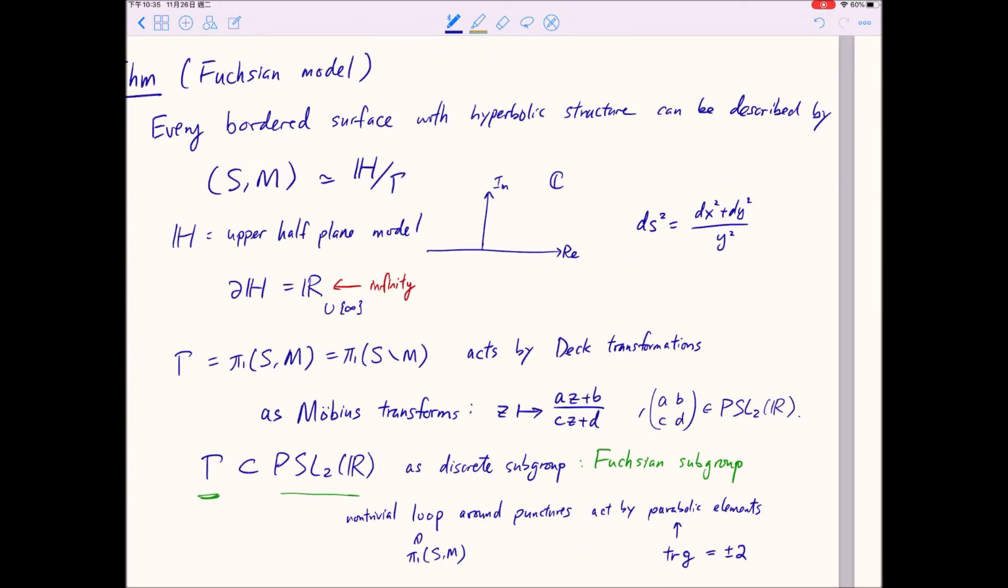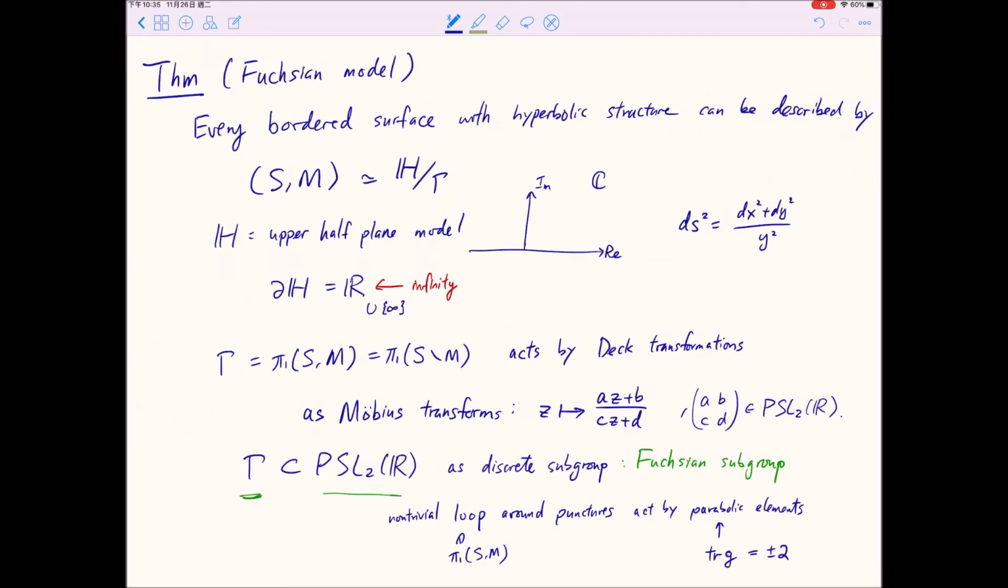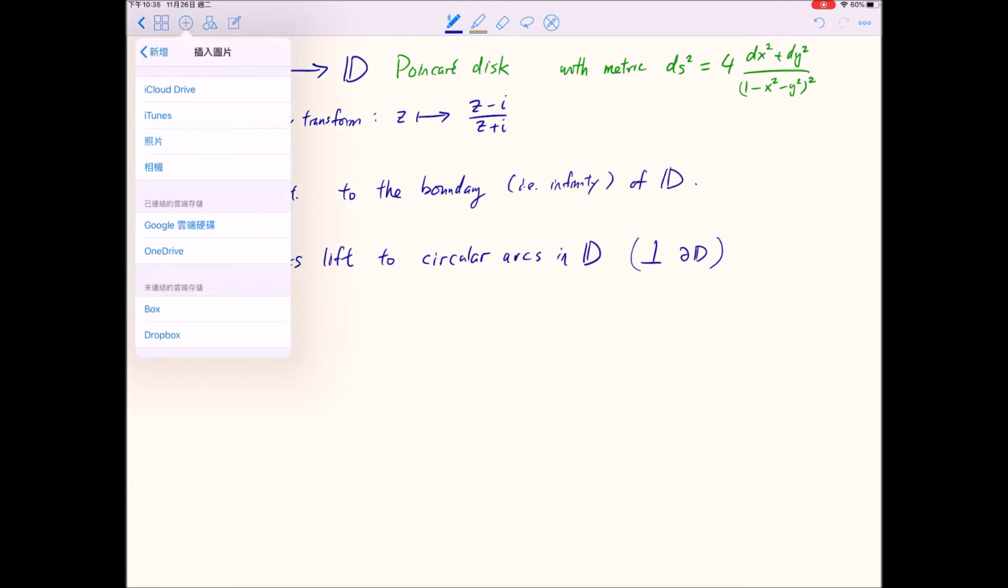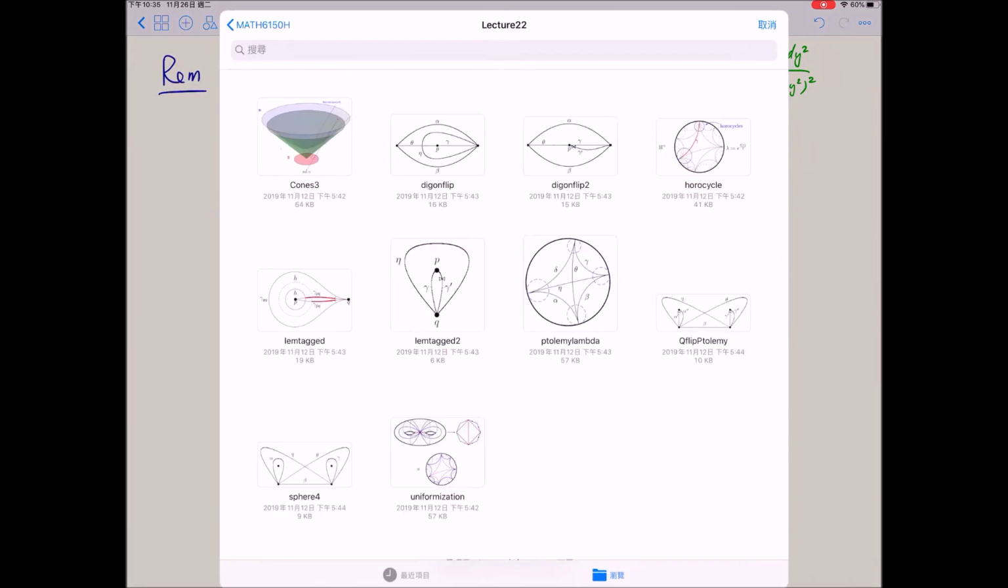Yeah, so I should also write here that the marked points will lift to the boundary, which is the real line. So all the marked points should lie on infinity. So maybe you can look at an example.